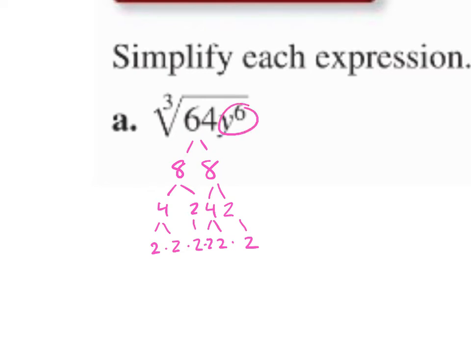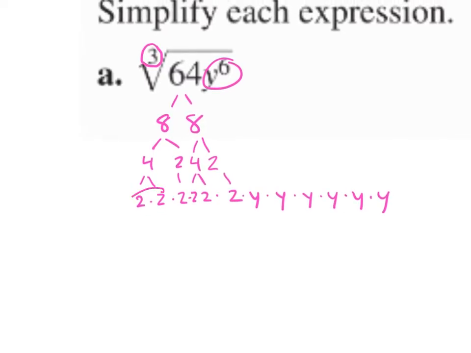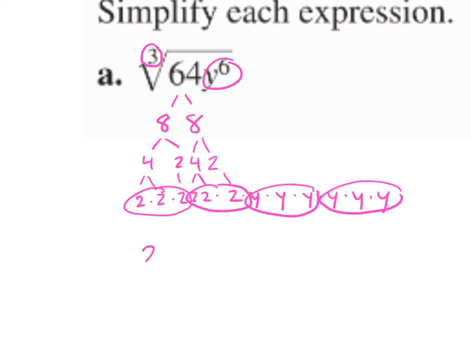So one way we can do these is by writing out all 6 of our y's. 1, 2, 3, 4, 5, 6. And we're circling groups of how many here? 3. So we have 3 2's, 3 2's, 3 y's, and 3 y's. Each group that we circled comes out as a whole number. So how many 2's do we take out? 2. And how many y's are we taking out? 2.